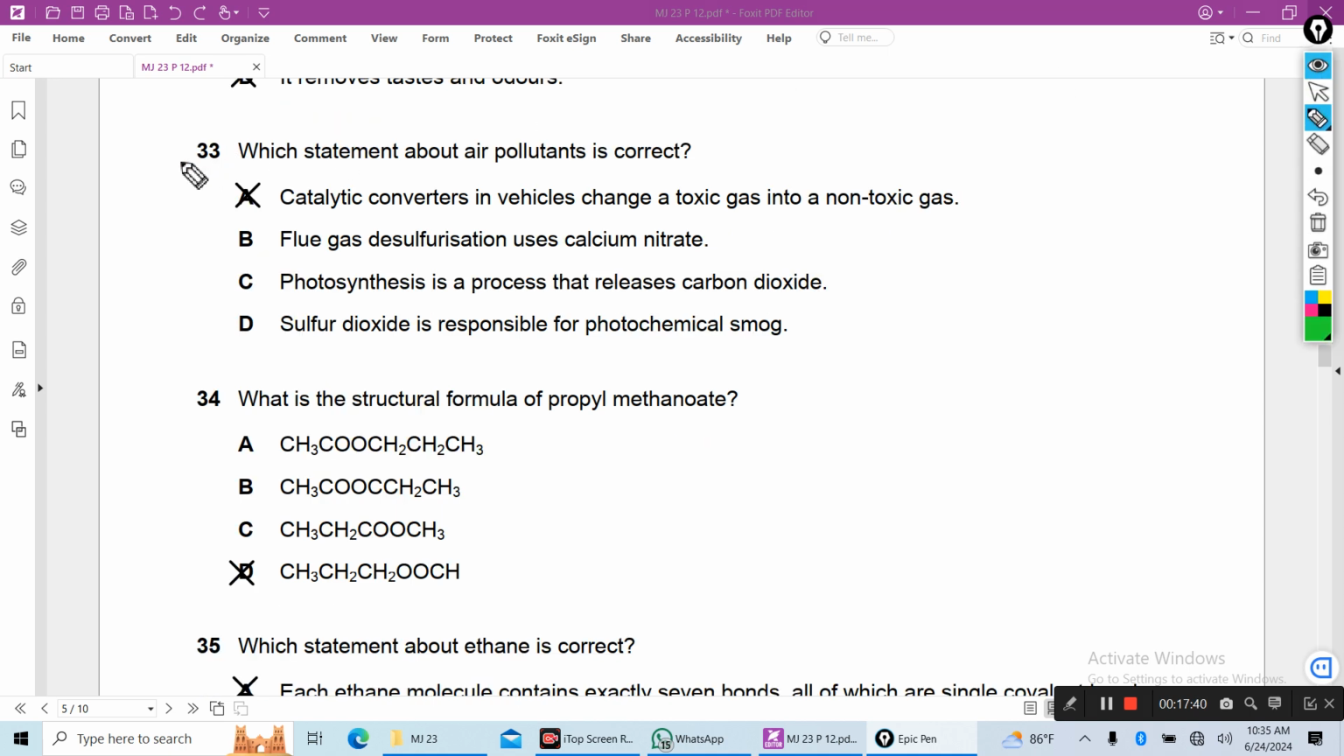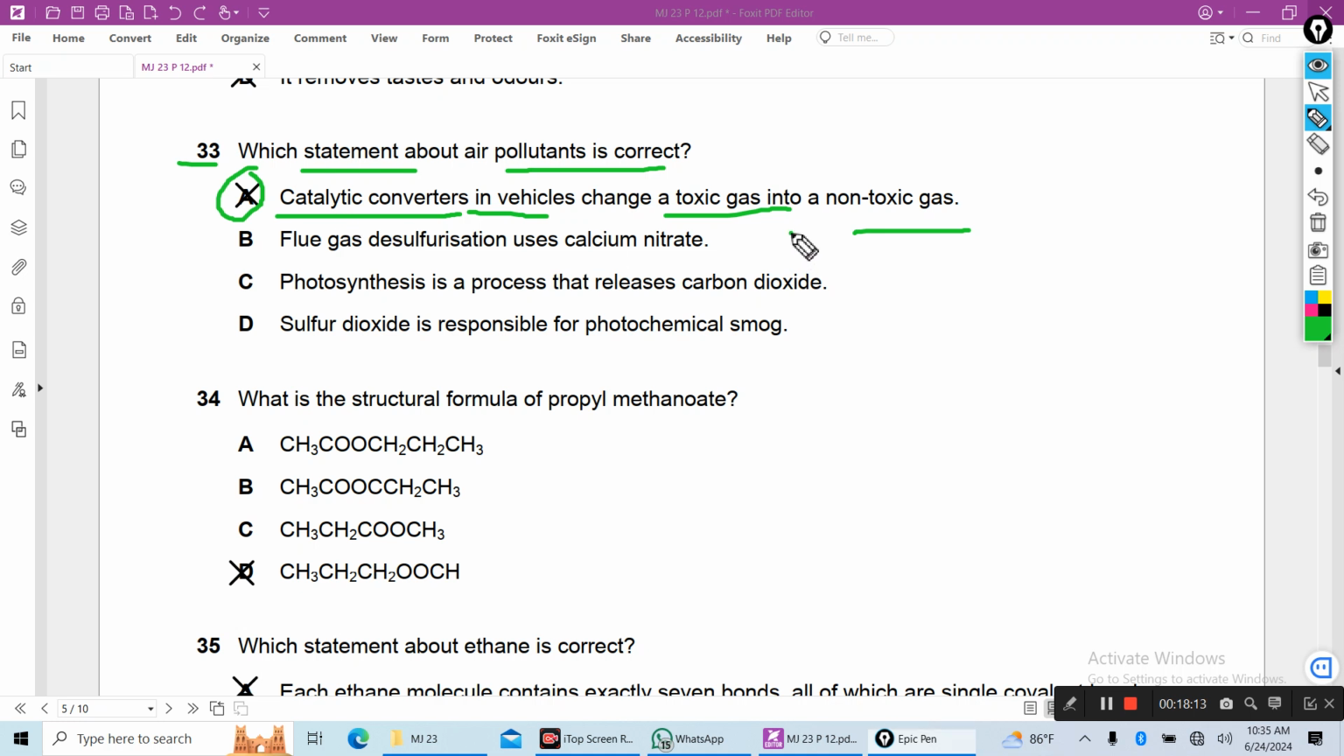(33) Which statement about air pollutants is correct? A is the correct answer. Why? Catalytic converters in vehicles change a toxic gas into a non-toxic gas. Yes, the function of a catalytic converter is to convert harmful gas into less harmful or non-toxic gas.